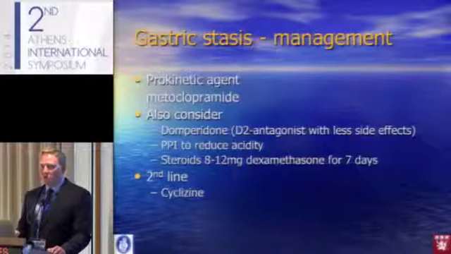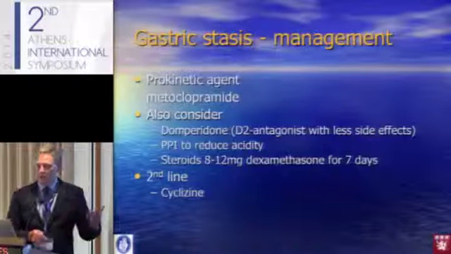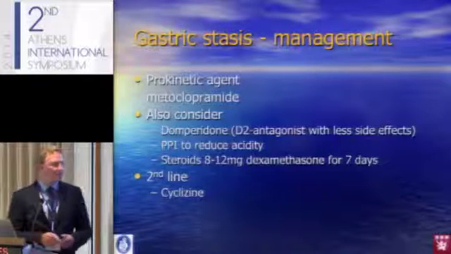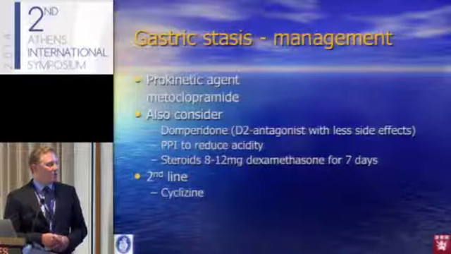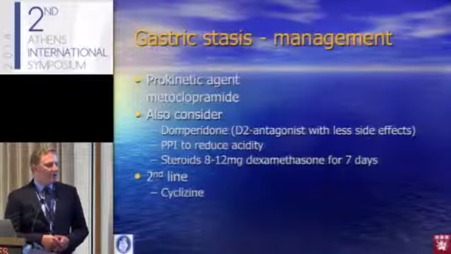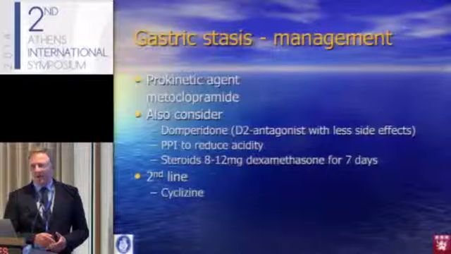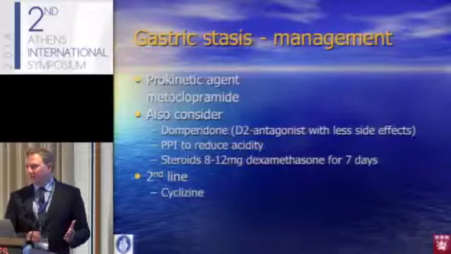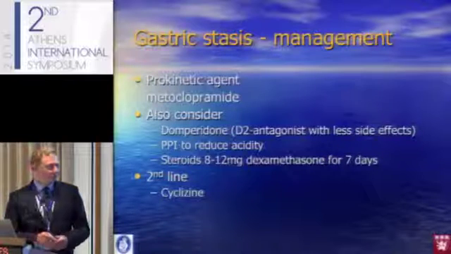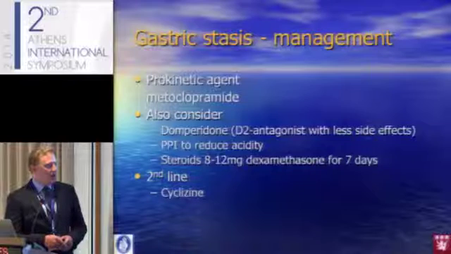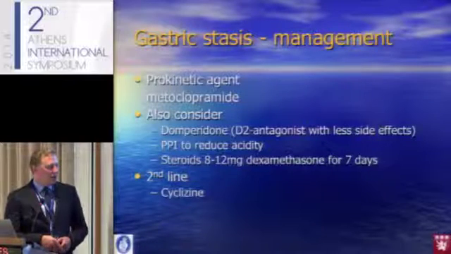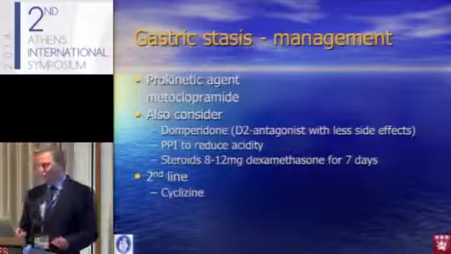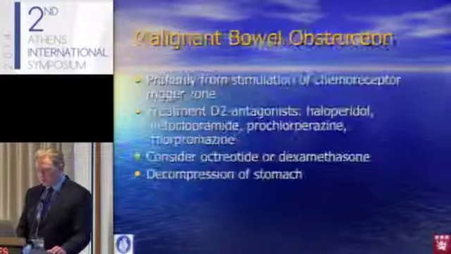What can you do? You can use a prokinetic agent to help emptying of the stomach, Reglan being one of the most common ones. But domperidone is a dopamine receptor antagonist which has a bit fewer side effects, less dyskinesia. You can use proton pump inhibitors and steroids as well. One option is also cyclizine, which has been reported with this condition.